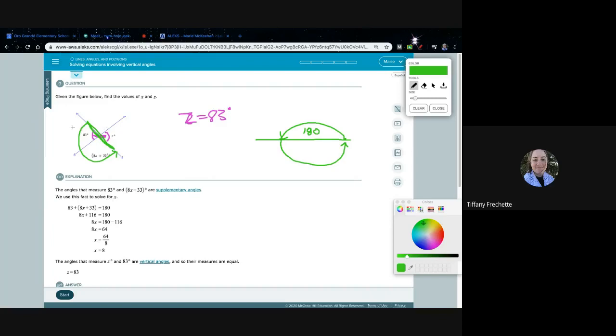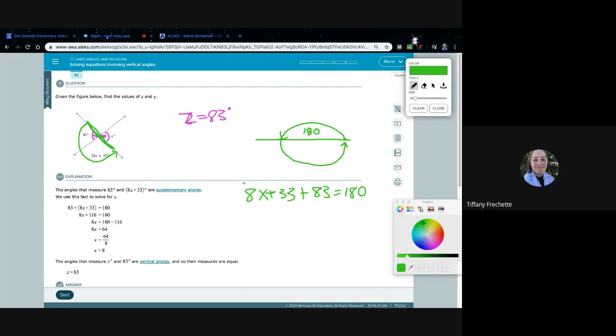So we know that this line is 180 degrees. If I have two angles on that line right next to each other, then they have to add up to 180 degrees. That's the angle addition rule. The two angles have to add up to the bigger angle. So I can take 8x plus 33 plus 83 degrees, because I have this other 83, and those two together have to equal 180 degrees. So now I just start solving it, which is exactly what they're doing here.